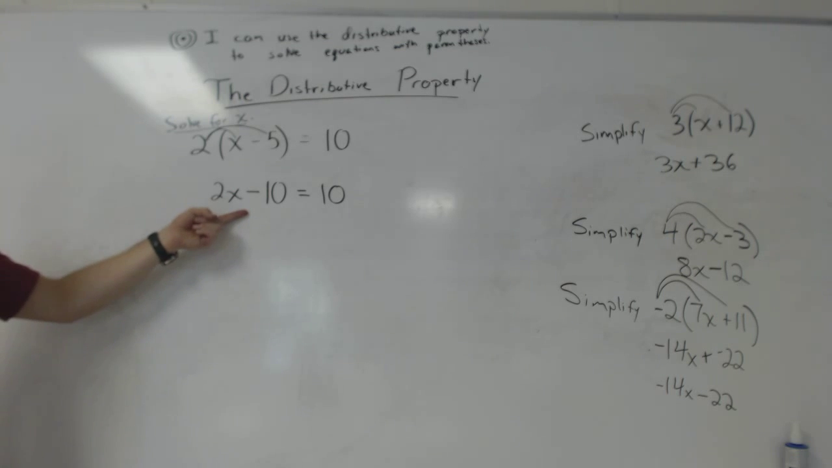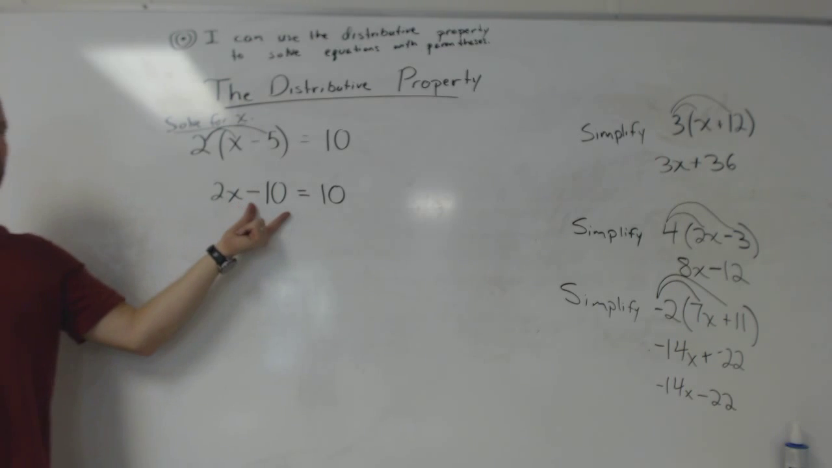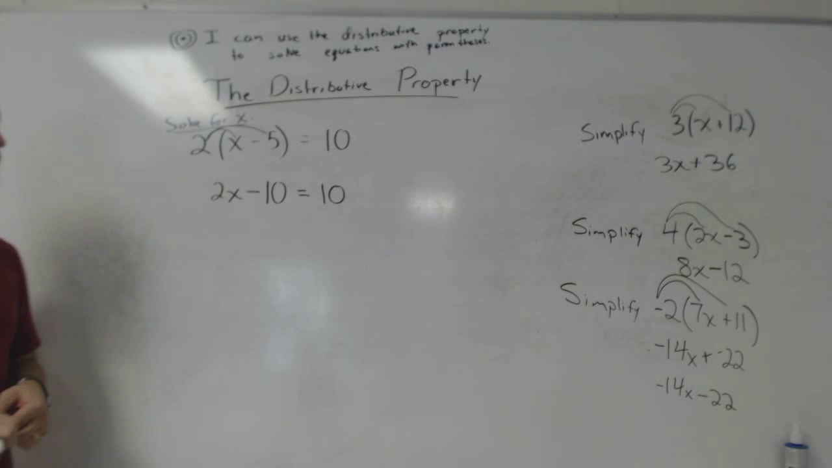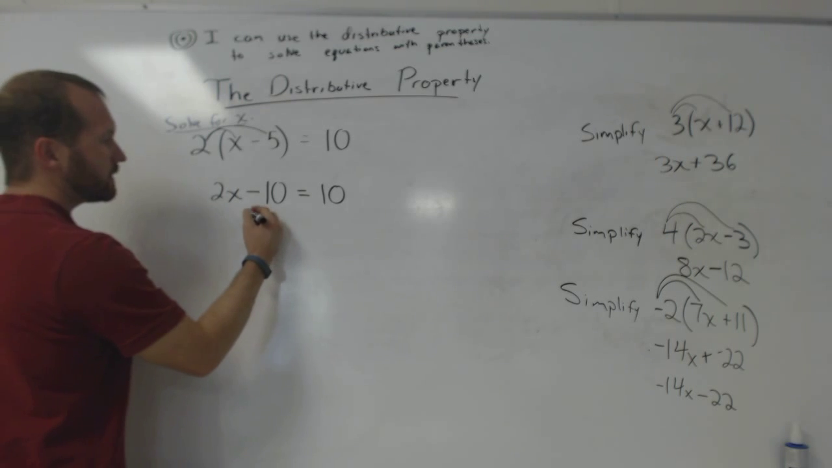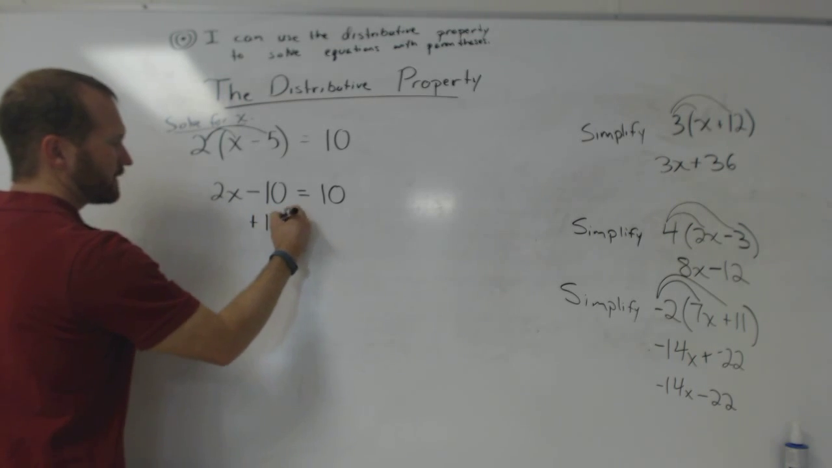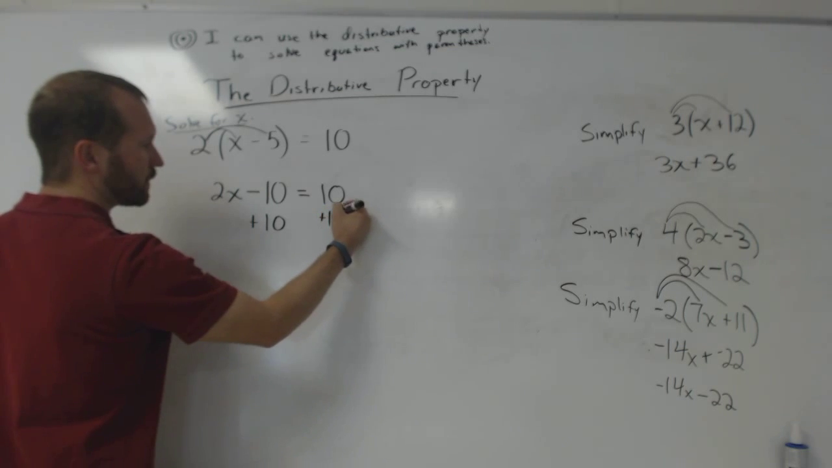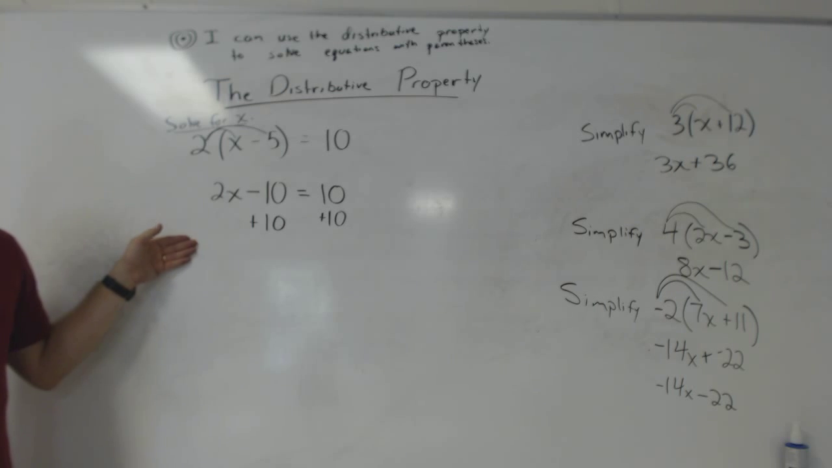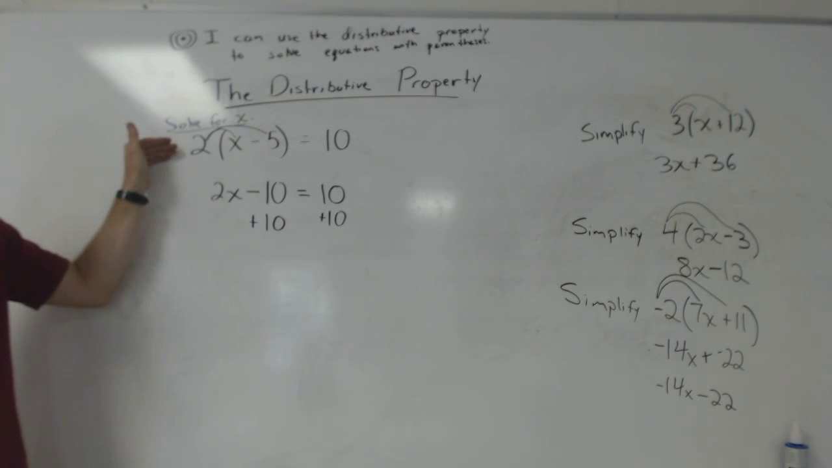Does this look like something you guys know how to solve? Yeah. How would you solve that? First, what's our first step? Raise your hand. You add 10 to both sides. So now this part is review, right? You've known how to do this part. It's just the first step that's really new.